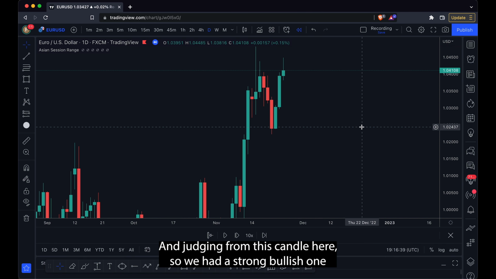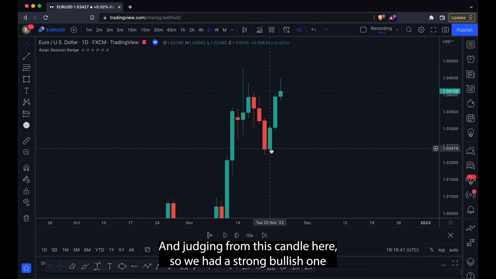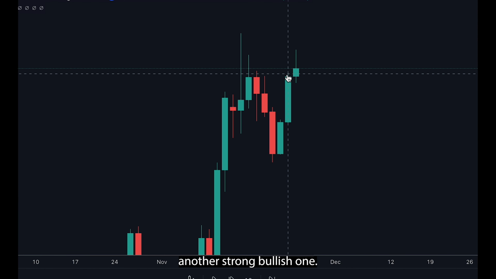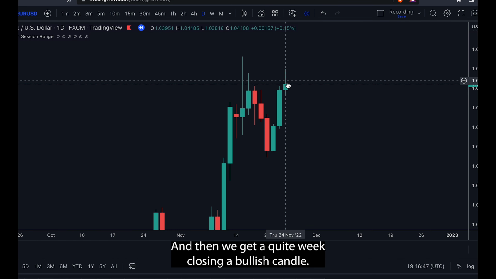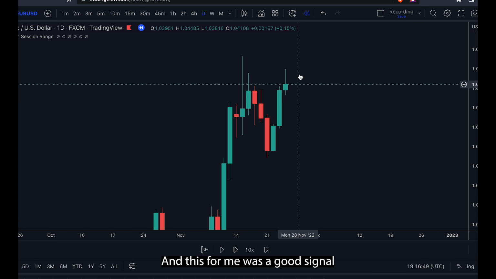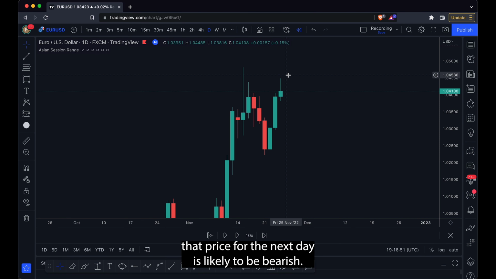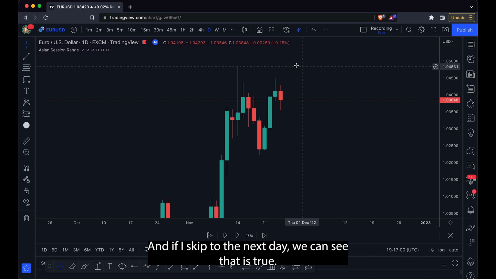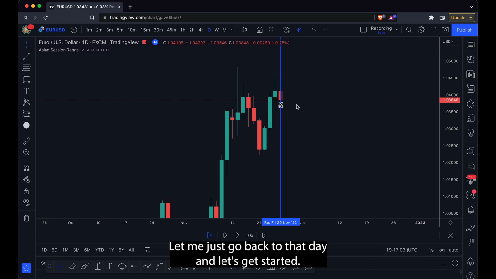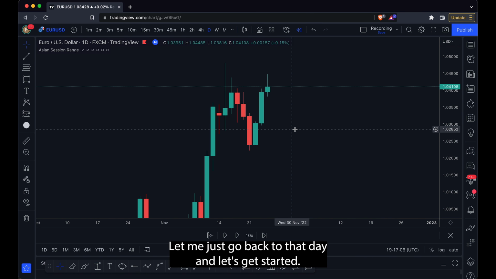This pullback here is quite a small pullback, but we expect some type of larger pullback in the coming days. Judging from this candle here, we had a strong bullish one, another strong bullish one, and then we get quite a weak closing bullish candle, and this for me was a good signal that price for the next day is likely to be bearish. If I skip to the next day, we can see that is true. So let me just go back to that day and let's get started.